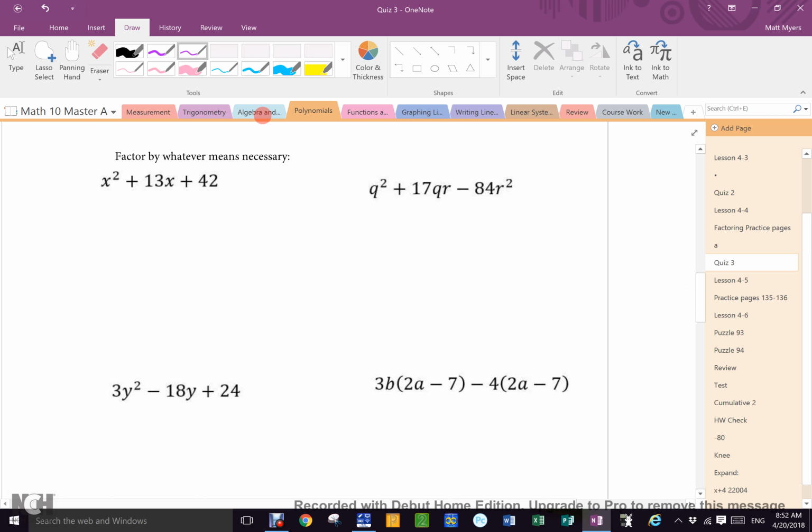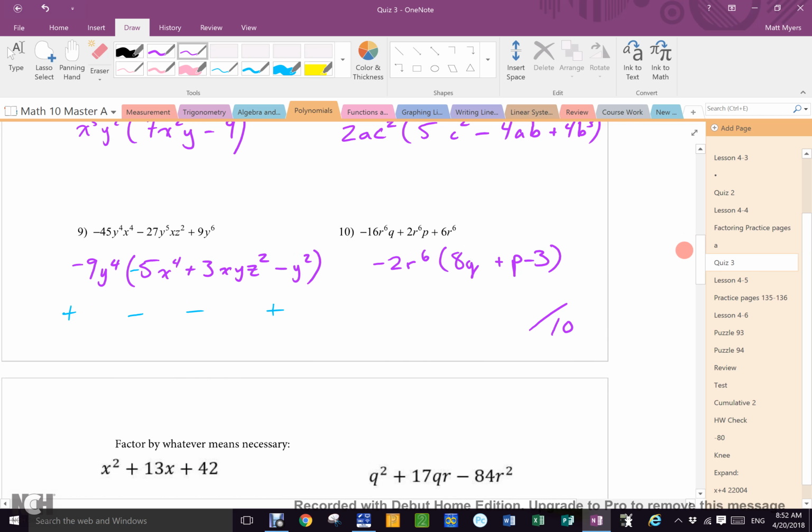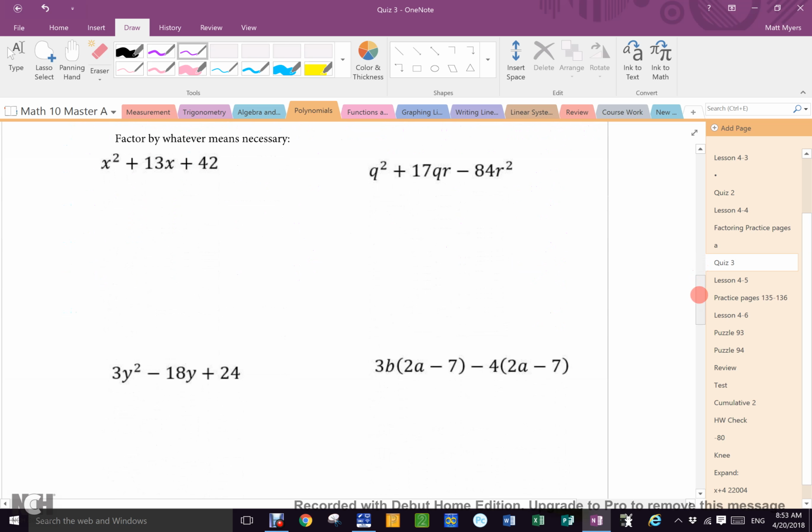Factor by any means necessary. Turn the page over. These are all worth 2. What? Number which? 10. Minus which? Negative times, yeah, it should be minus p. So now I'm down to 8.5. Once again, I remind you, not writing it out is an opportunity to make silly mistakes like that, which I made 3 of.